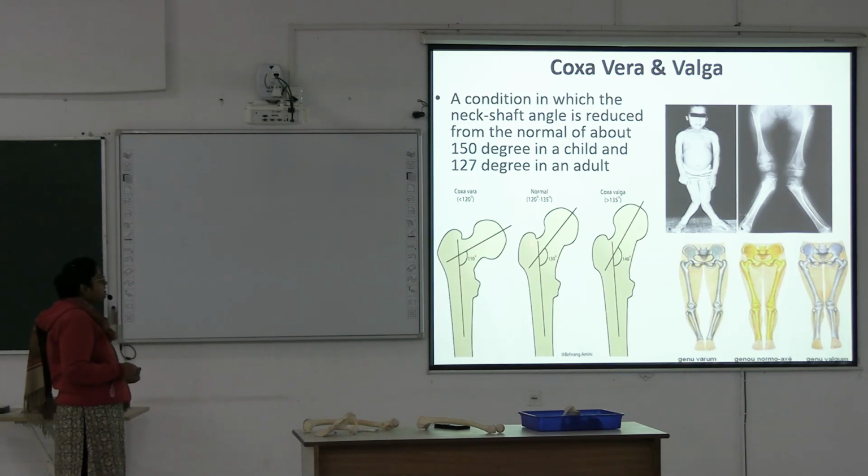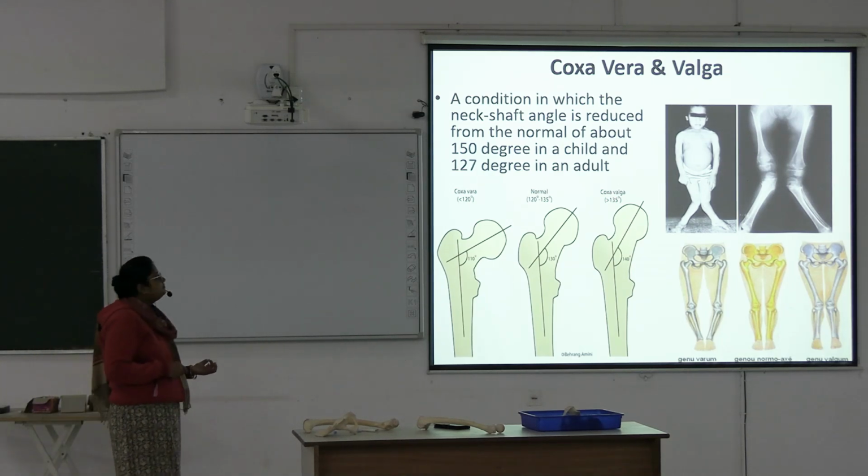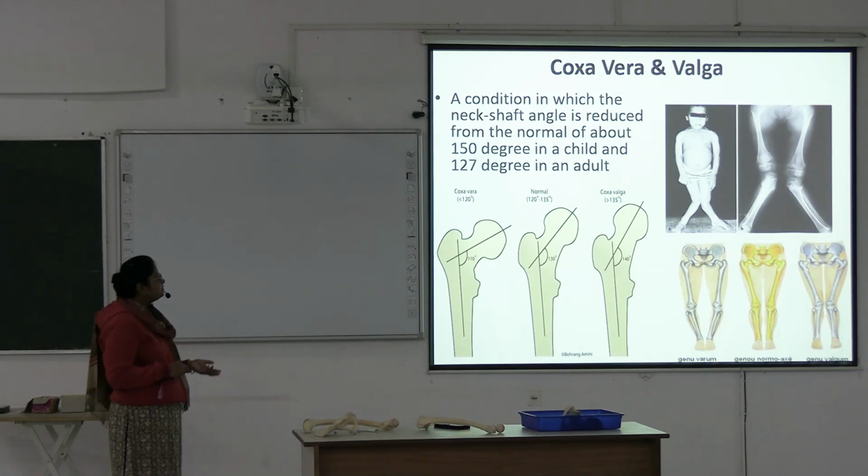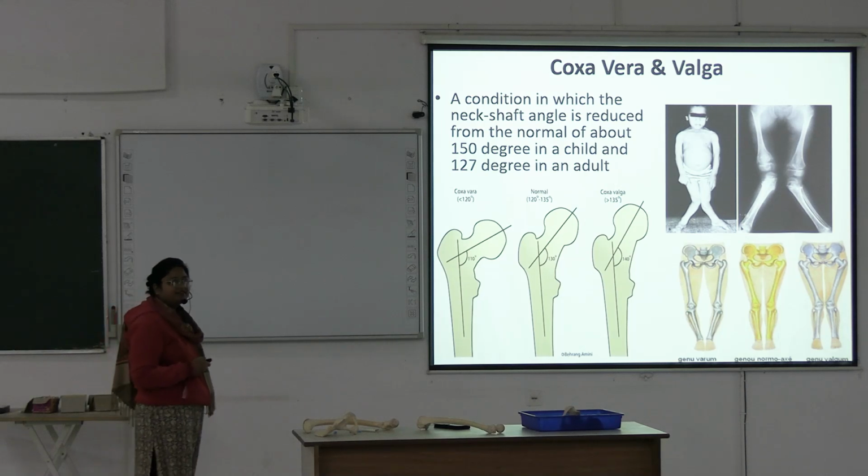Coxa means hip joint, vara means reduced angle, and valga means increased angle. And in a child, the normal neck shaft angle is 150 degrees. So you have to calculate like this. If it is less than 150, then it is coxa vara, and more than 150 or 160, it will be coxa valga. In case of children, the range varies.